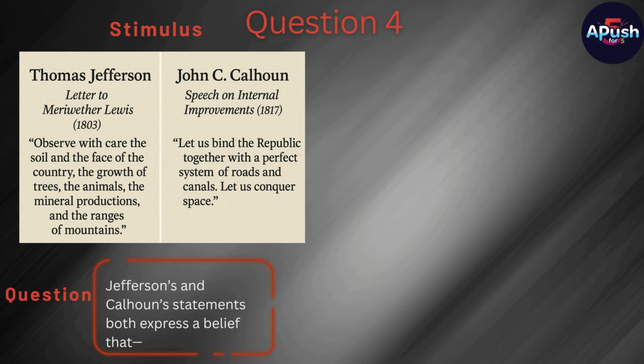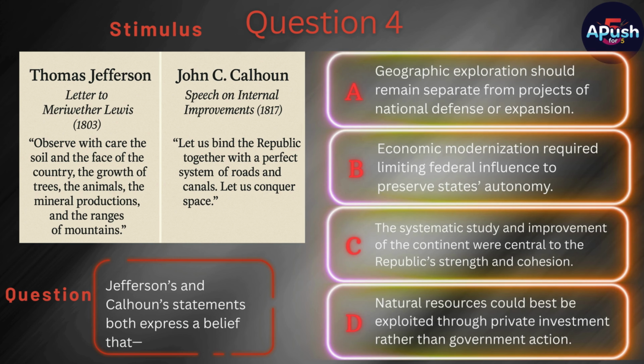Question. Jefferson's and Calhoun's statements both express a belief that A. Geographic exploration should remain separate from projects of national defense or expansion. B. Economic modernization required limiting federal influence to preserve states' autonomy. C. The systematic study and improvement of the continent were central to the Republic's strength and cohesion. D. Natural resources could best be exploited through private investment rather than government action.